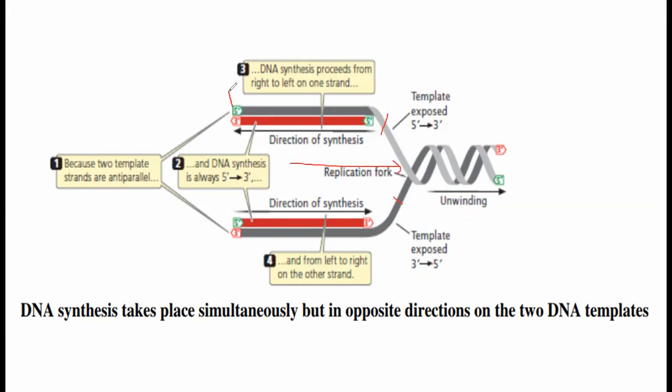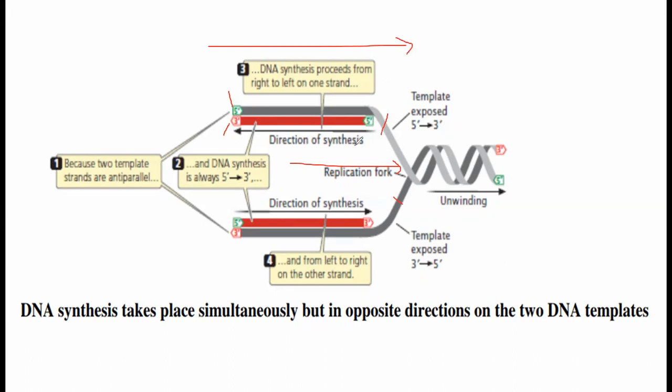This is a 5 prime, right? That means the newly synthesized strand will be 3 end. And if you see the DNA, the replication fork is opening from left to right, right? The direction of opening, the unwinding, is left to right.